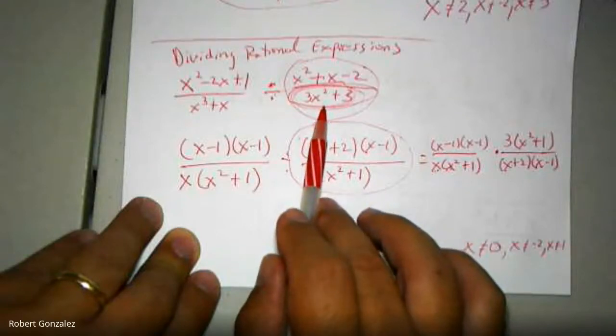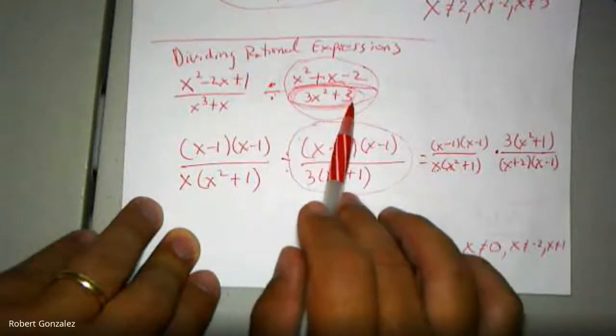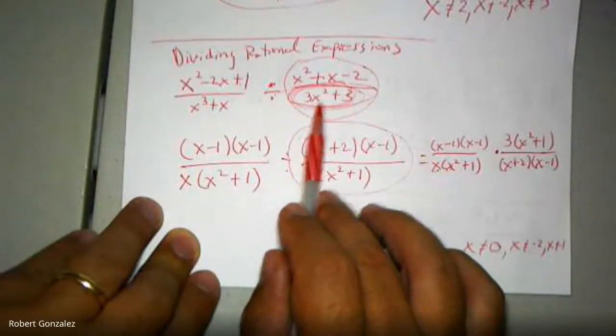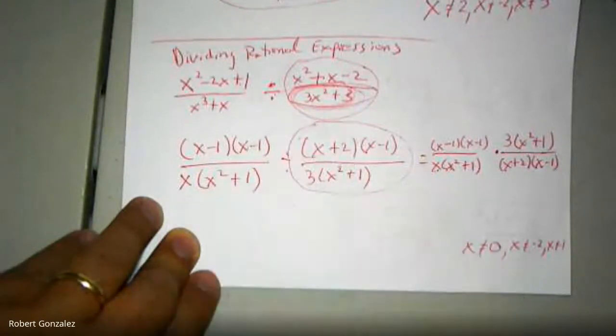The answer is no. You could check it by going on Desmos and putting in y equals 3x squared plus 3, and see where it hits the x-axis. If it doesn't touch the x-axis, then there is no 0. So these are my numbers that are excluded.